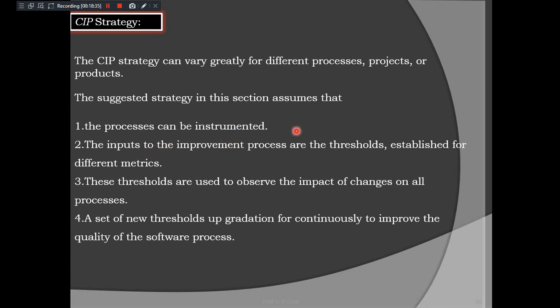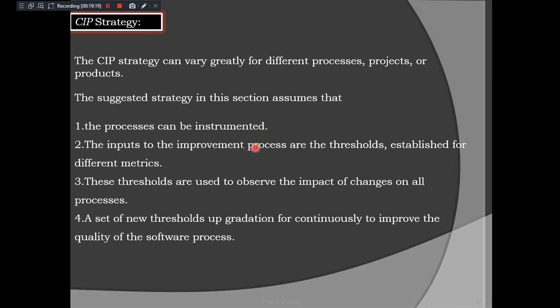The processes can be instrumented. Suppose, for example, a software development process is there, or a software testing process, a software maintenance process, a software deployment process, 4 processes are there. In order to ensure how they are improving, we have to instrument them. Metrics are there, but who is going to measure them? Performance parameters are there. Who is going to measure the performance of each of these processes? For that we need instrumentation, either in the form of hardware or software for each of these processes. That is what we mean by the processes can be instrumented.